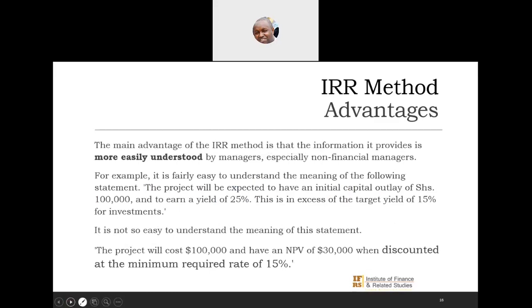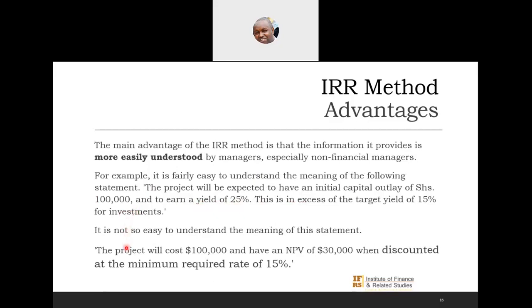IRR has got certain advantages. And one of the biggest and major advantages of this method is that it is more easily understood by non-finance managers. For instance, it's very easy to understand the meaning of the following statement: the project would be expected to have an initial outlay of shillings 100,000 and earn a yield of 25%, which is in excess of our target of 15%.